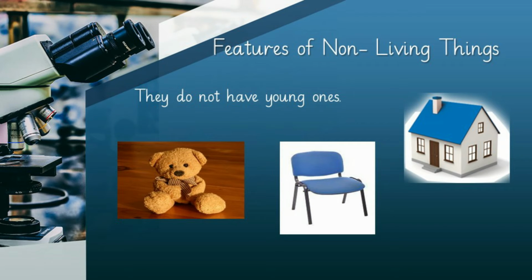Another important main feature of non-living things is that they do not have young ones. If you see the given pictures, your toys like teddy bear, Barbie, Superman, even table, chair, house, all these are non-living things. They cannot reproduce. They cannot have young ones.